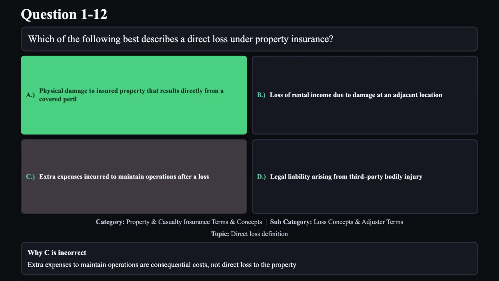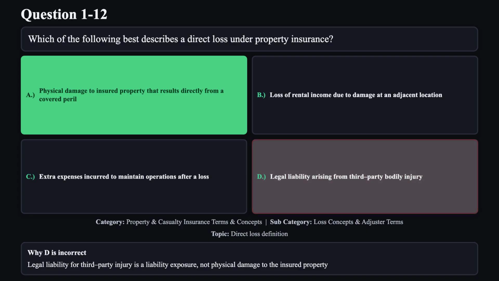Reason C is not correct. Extra expenses to maintain operations are consequential costs, not direct loss to the property. Reason D is not correct. Legal liability for third-party injury is a liability exposure, not physical damage to the insured property.